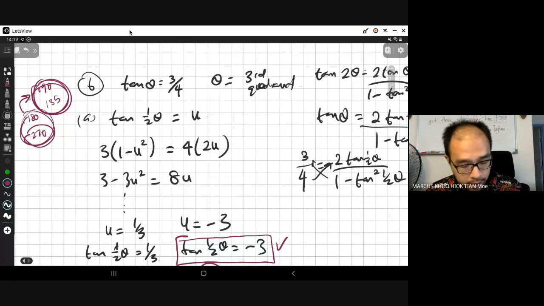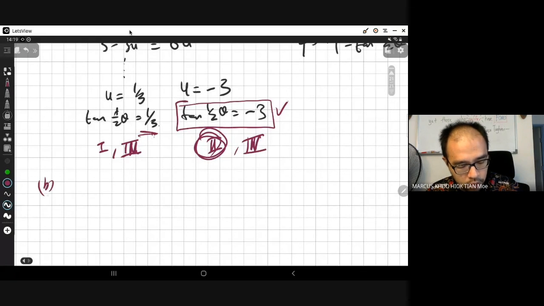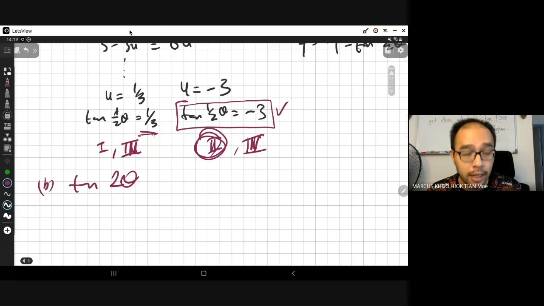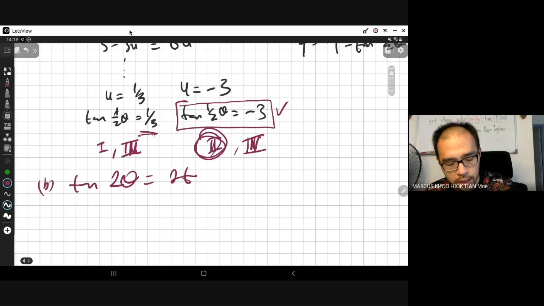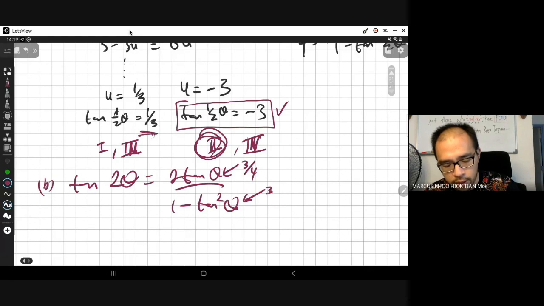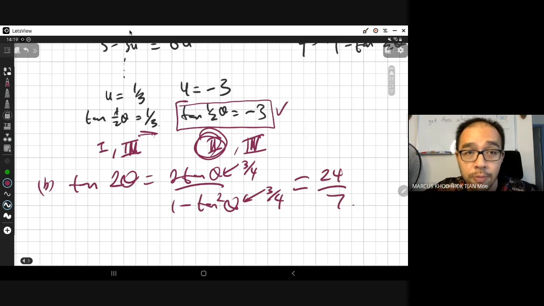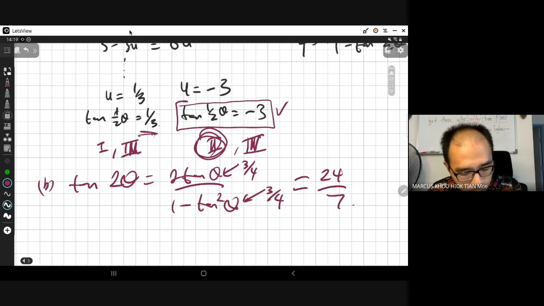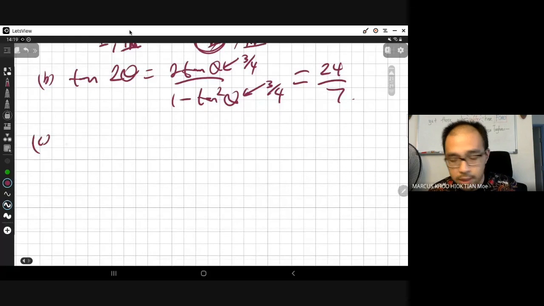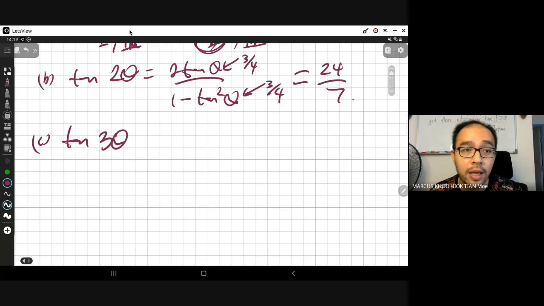All right, let me quickly run through the last two. Tangent 2 theta is easy because you already have the value: 2 tangent theta over 1 minus tangent squared theta. You just substitute the 3 over 4 here and the 3 over 4 here, and you will get the answer 24 over 7. Or in decimal, 3 point something something also can. But the problem is the last question, which is tangent 3 theta. You have not learned this; it's a different level of formula, but you can actually derive it.